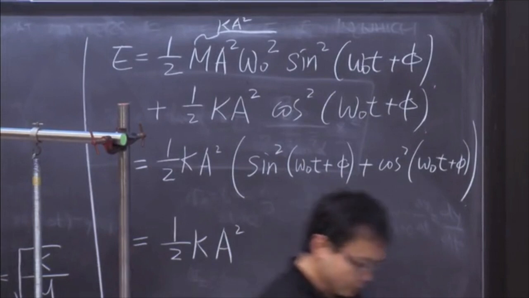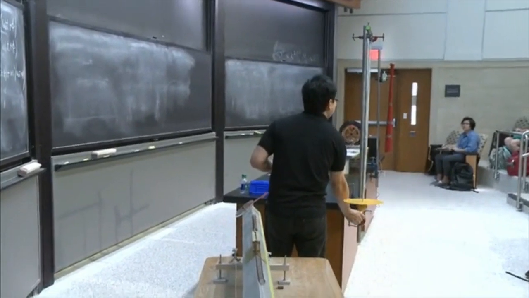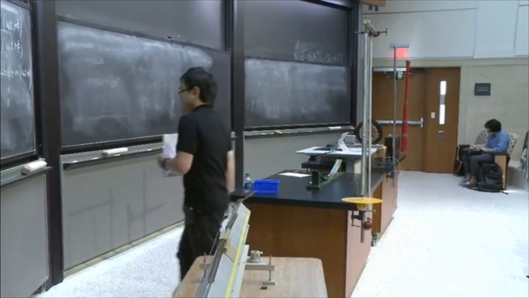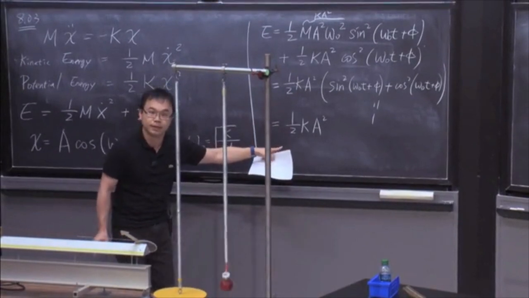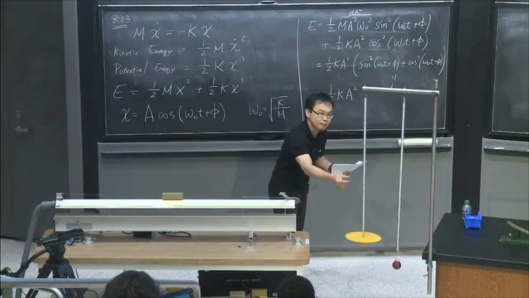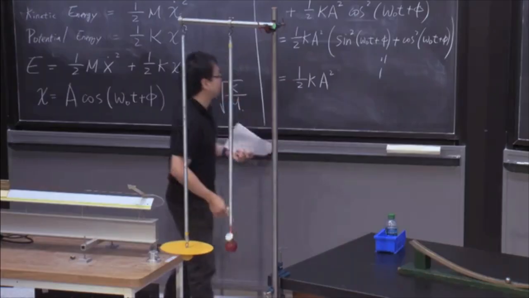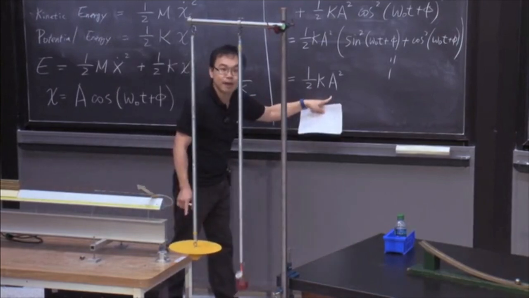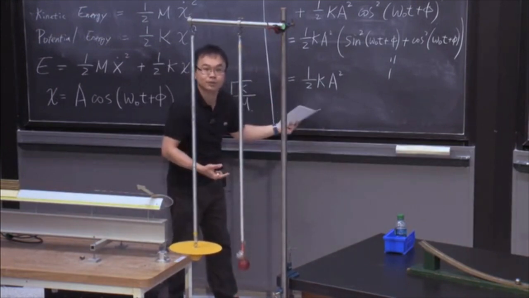What does that mean? That means if I pull this mass harder, so that initially it has larger amplitude, then the total energy is proportional to amplitude squared. So I am storing more and more energy if I increase the amplitude even more. I am storing the energy in this system, and it's proportional to a squared. And also, if the spring constant is larger, the same amplitude will give you more energy. So that means you can store more energy if you have larger spring constant.